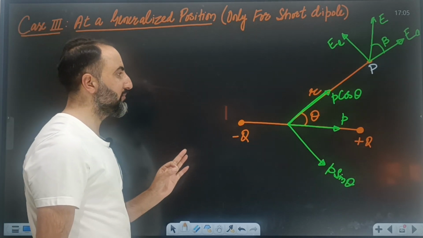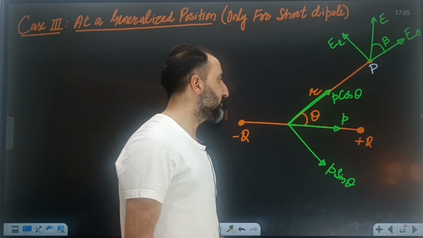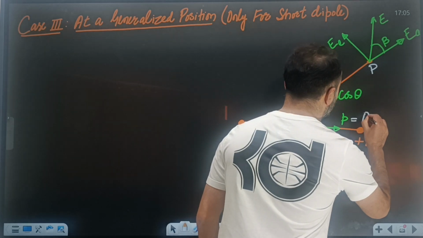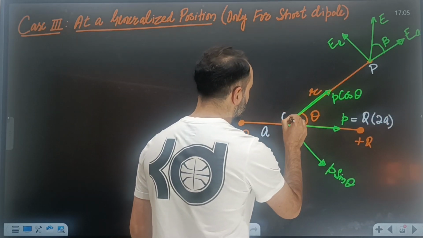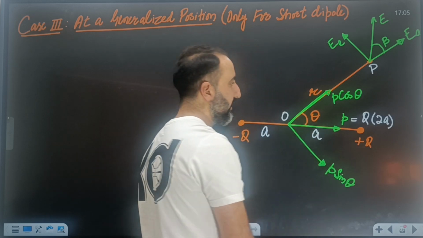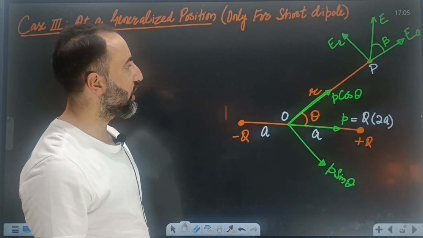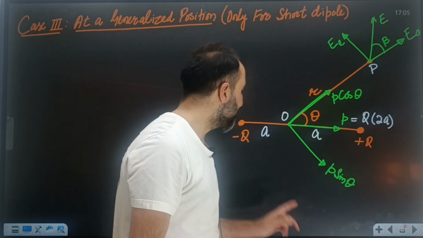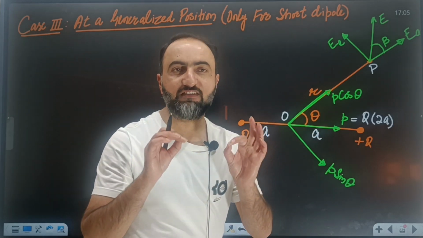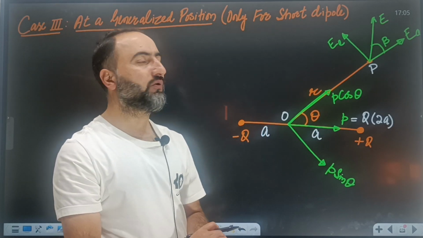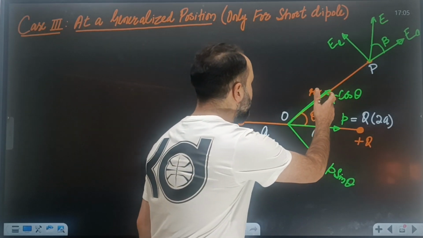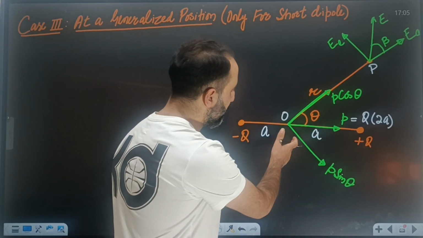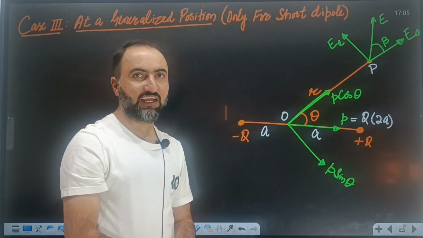So you tell me what is the electric field. See, first of all, what did I do? The dipole moment is equal to Q multiplied by 2A, where the length from here to here is A, this is point O. So the dipole moment is equal to charge multiplied by dipole length, directed from -q to +q. It's a vector quantity. What I have done is resolve this into two rectangular components. This is P, so this component will be P cos theta, and this component will be P sin theta.